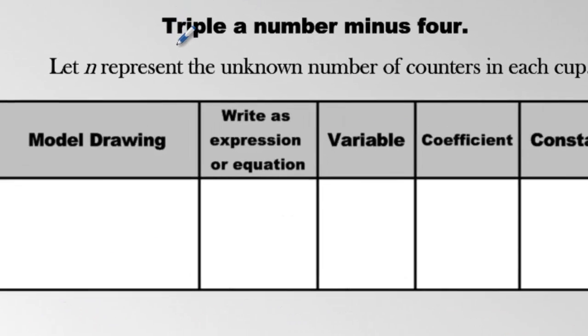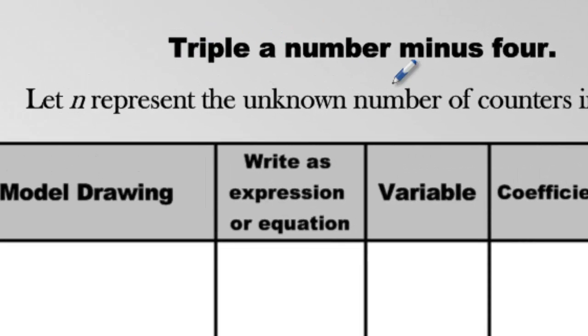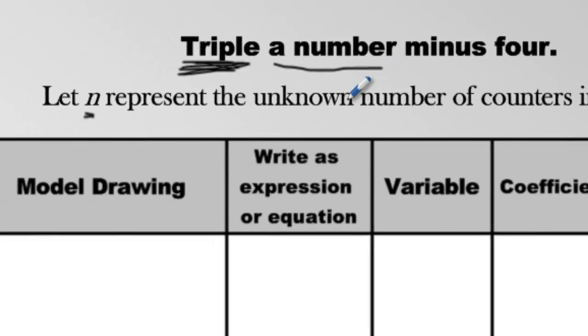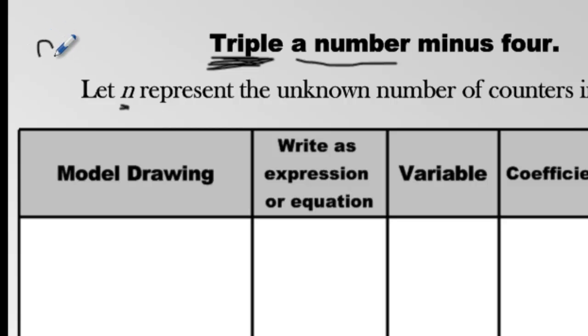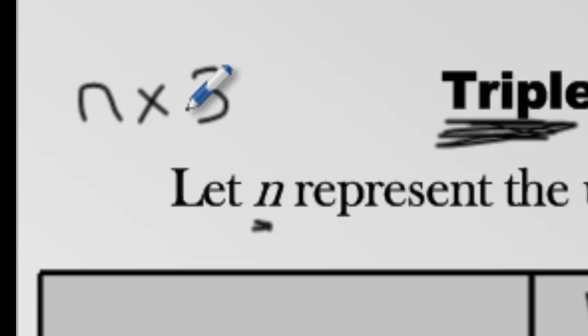Let's make this a little more advanced. It says here triple a number minus 4. Then it says, I'm going to make sure I read it this time, let n represent the unknown number of counters in each cup. So we have to choose the letter n. It says model the drawing. Well, what does triple a number mean? Triple, what does triple mean? It means times 3. A number, we don't know what the number is, so we can just say n times 3. But remember, we're not allowed to use the times sign anymore.